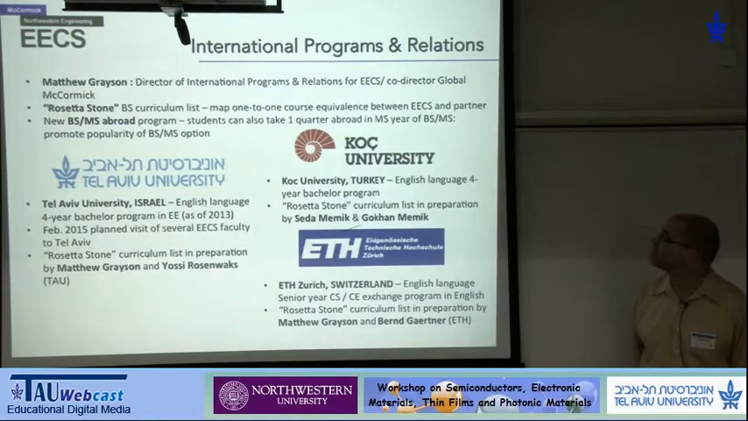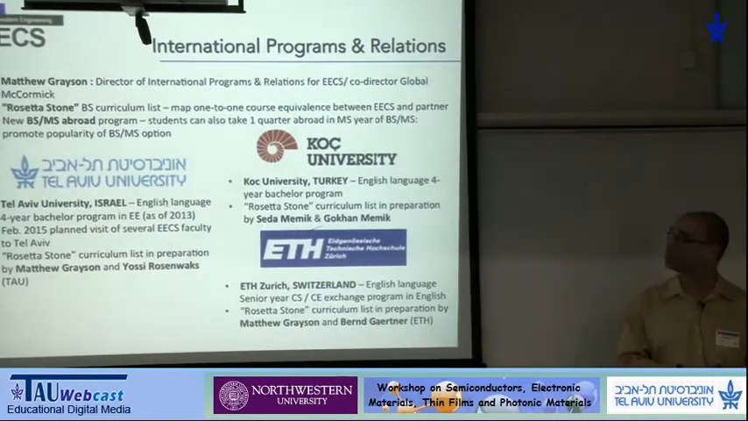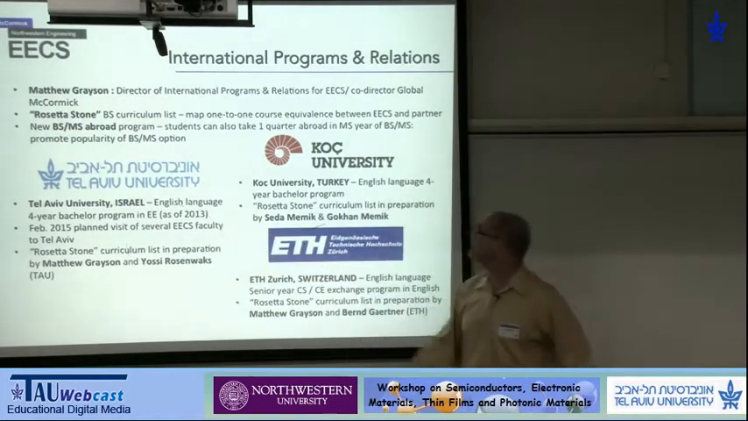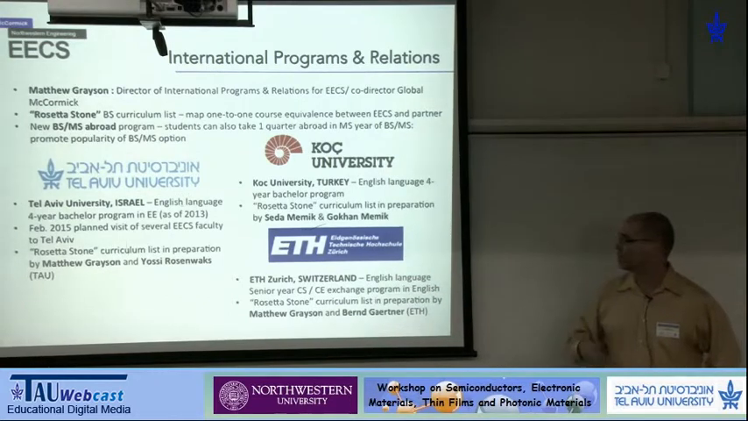In fact, we've been doing this. So Matt Grayson, who's here, is the Director of International Programs and Relations for our department, and he's also the co-director for Global McCormick, which is an engineering school-wide effort at establishing better international programs. And one of the things that they've been doing, and I'll say a little bit more about this, is working with universities, including Tel Aviv, Koç University in Turkey, and ETH in Zurich, to try to establish a Rosetta Stone, if you will, curriculum list that makes it very easy for our students to apply for study abroad.